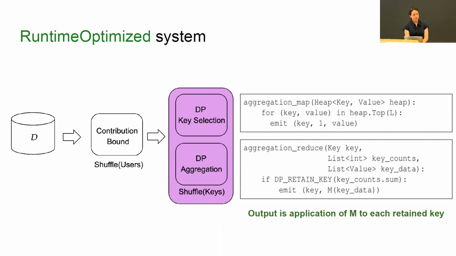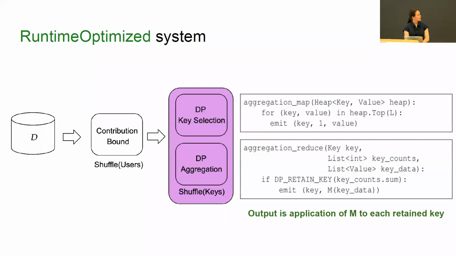So then we're running a key selection algorithm, DP retain key in the code here. And it's run on the count of unique users for a given key. So typically this algorithm will do something like add Laplace noise with scale epsilon divided by L, and then it'll return true if the noisy count exceeds a certain threshold.